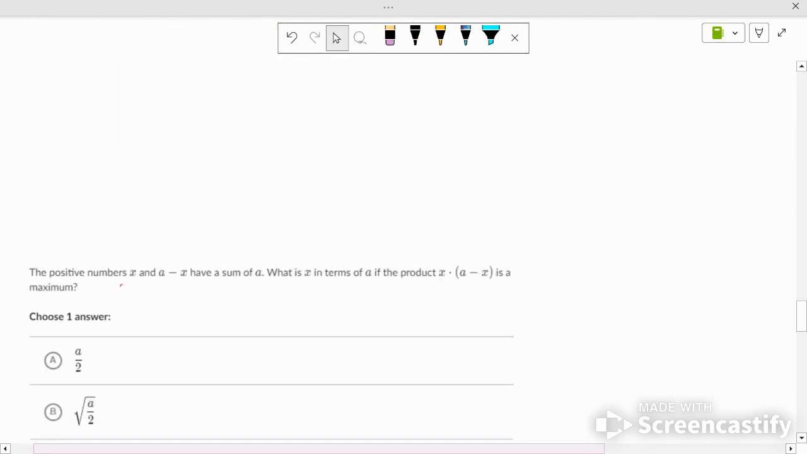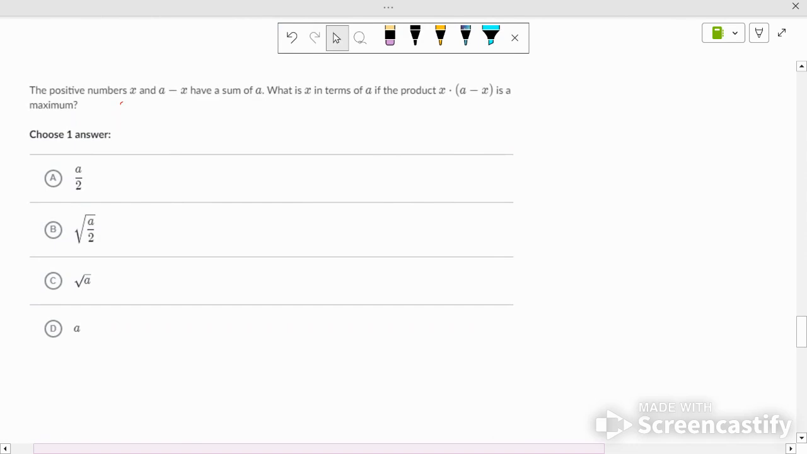All right. Positive numbers, x and a minus x, have a sum of a, because if you add these up, you get a. What is x in terms of a if their product is a maximum? Okay, what is x in terms of a if their product is a maximum?